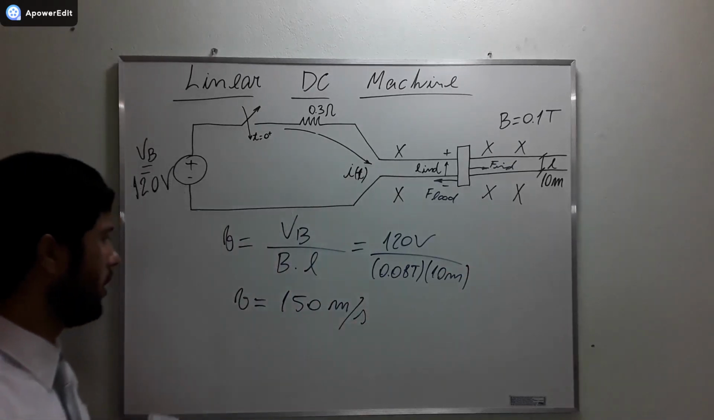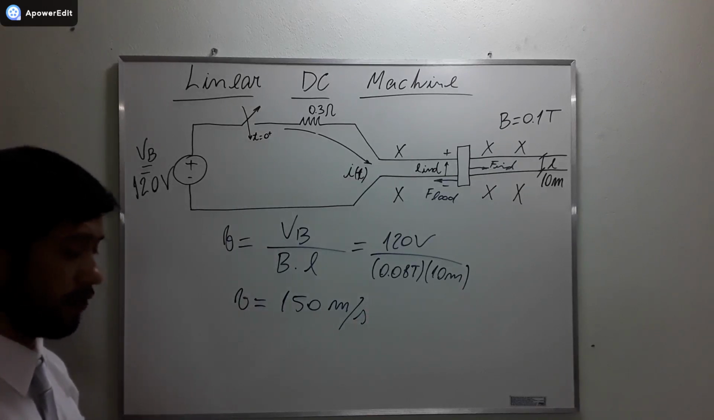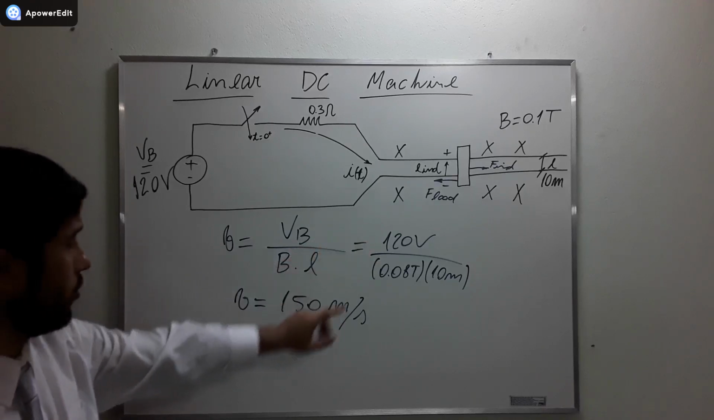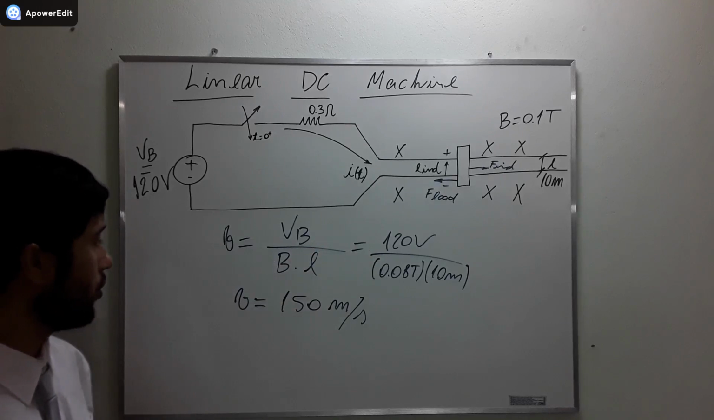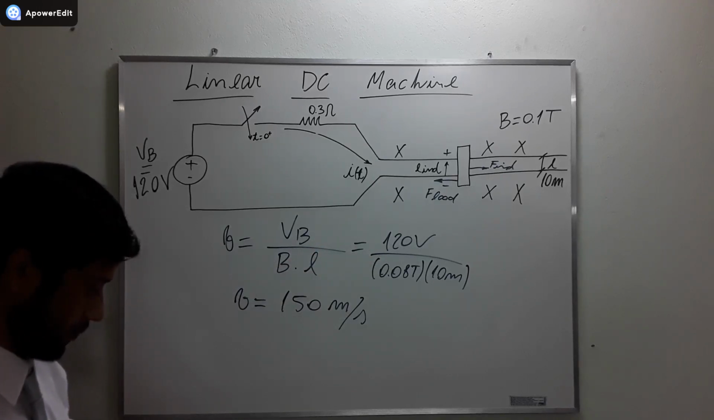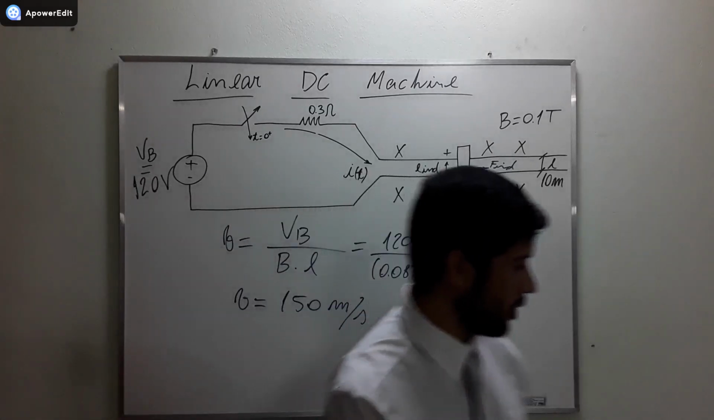Okay? So this is an interesting property of DC machines. If you decrease the magnetic field, actually the machine accelerates. Okay? Very good guys.